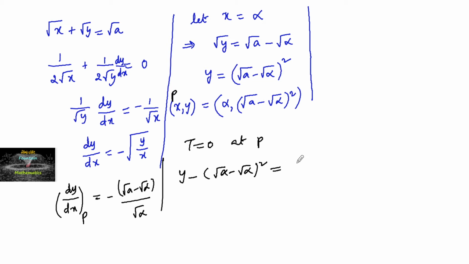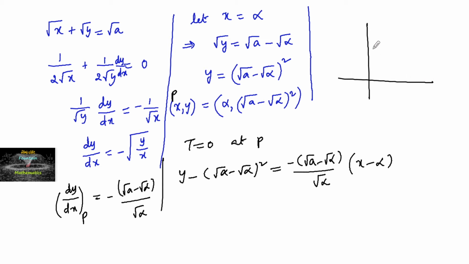So y minus y1 is equal to minus of root a minus root alpha divided by root alpha times x minus x1, into x minus alpha. This is an equation of a tangent, and since we need the intercepts, to get x intercept we put y is equal to 0, and to get y intercept we put x is equal to 0. Here y is equal to 0, here x is equal to 0. Let's put first y is equal to 0.